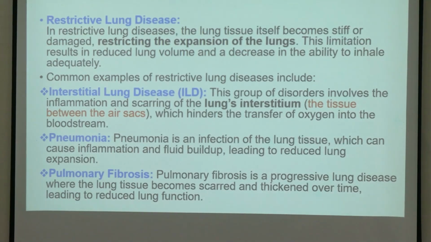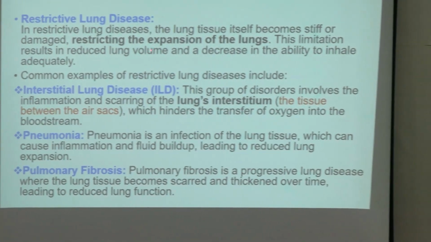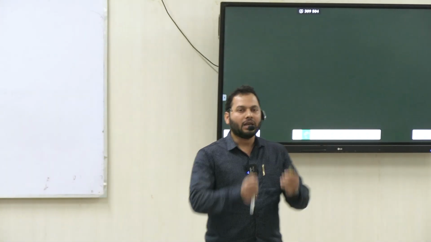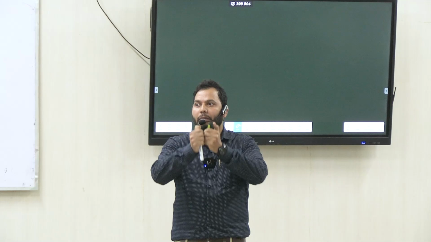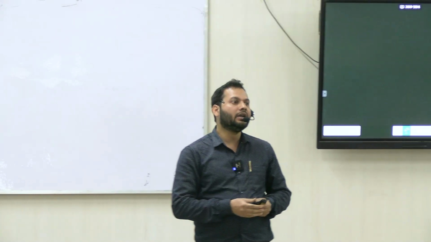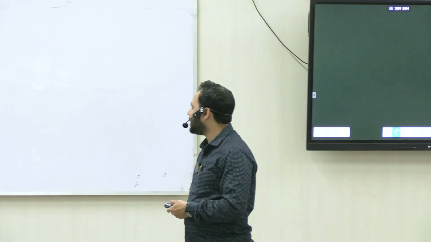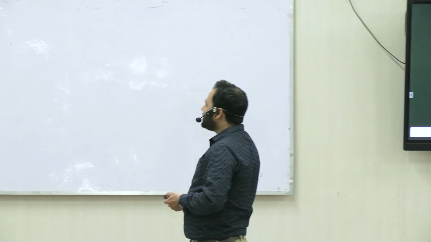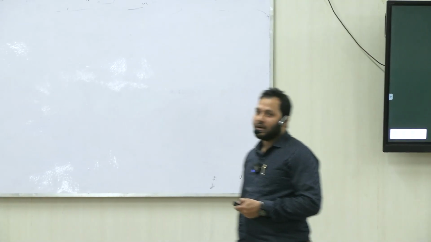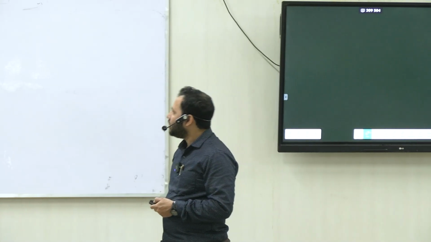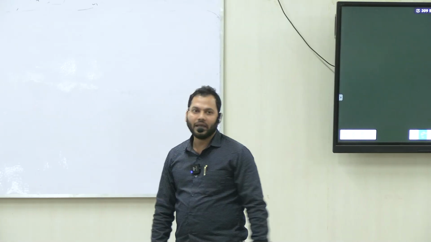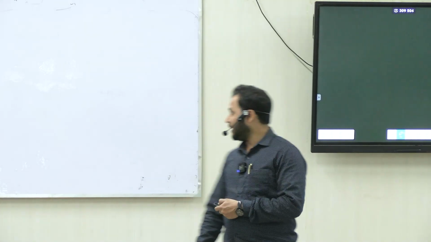Due to the stiffness of the lung tissue, it restricts the expansion of the lung. The most important point in restrictive disease is that there is less expansion of the lung, meaning there is a change in the size of the lung. There is a reduced lung in restrictive conditions. That is why I mentioned here, there is a restriction restricting the expansion of the lungs. And these restrictions ultimately lead to reduced lung volume and a decrease in the ability to inhale adequately.